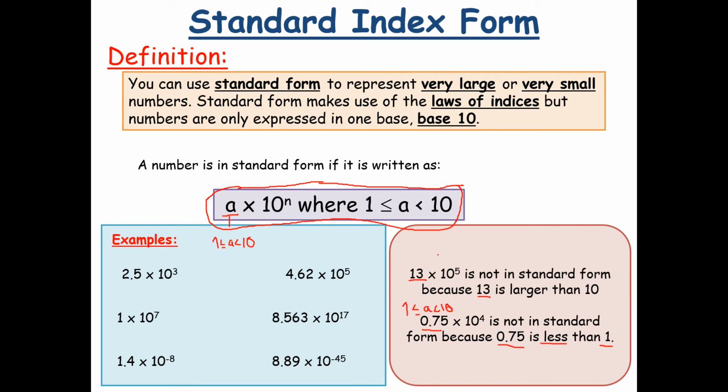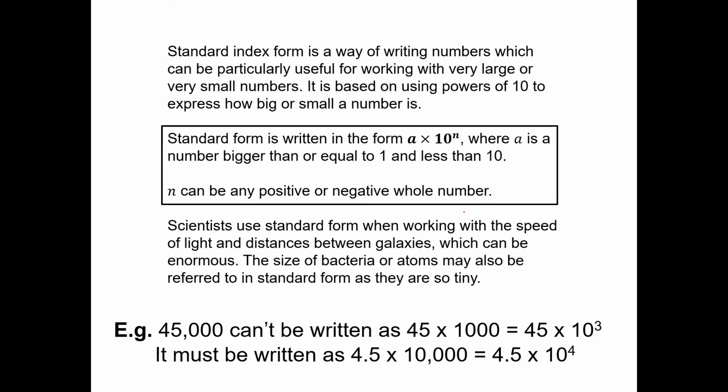Now, we're going to learn how to convert numbers into standard form, and also how to convert these sorts of expressions also into standard form. Another couple of definitions is standard form is a way of writing numbers which can be particularly useful for working with very large or very small numbers. It is based on using powers of 10 to express how big or how small a number is. So standard form is written in the form a times 10 to the power of n, where a is a number bigger than or equal to 1 and less than 10. And n can be any positive or negative whole number.